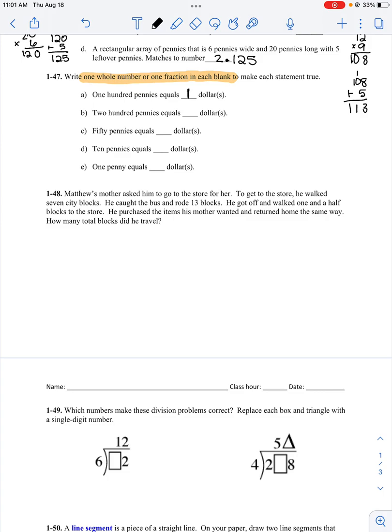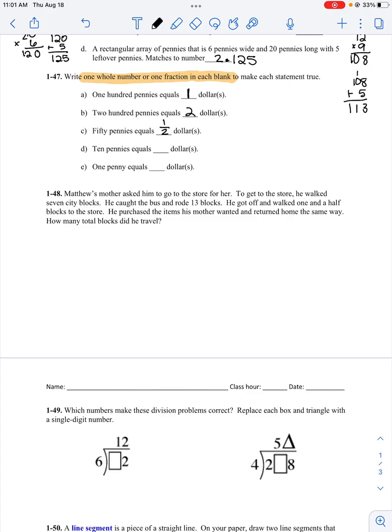200 pennies equals blank dollars. Well, if 100 pennies equals $1 and I'm doubling it, it equals $2. 50 pennies equals blank dollars. Well, 50 pennies is half of $1, 50 cents. So 1/2.